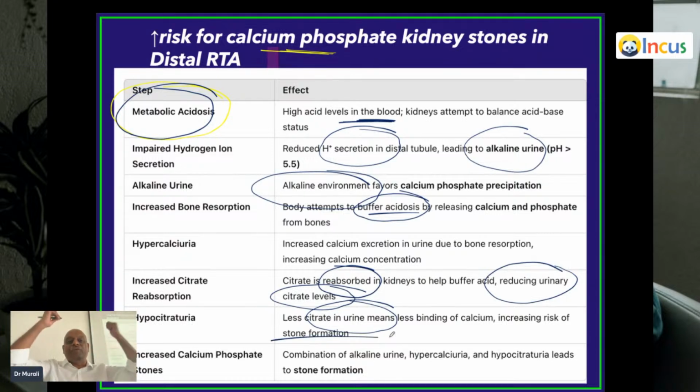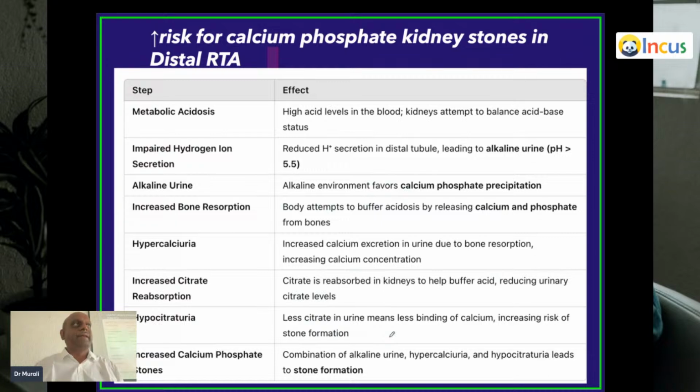That's the reason calcium phosphate stone formation is because of hypercalciuria, hyperphosphaturia with alkaline urine, and urine with low citrate levels contributes to calcium phosphate stones only in distal RTA, not proximal RTA. Favorite question of the examiner. Clear?